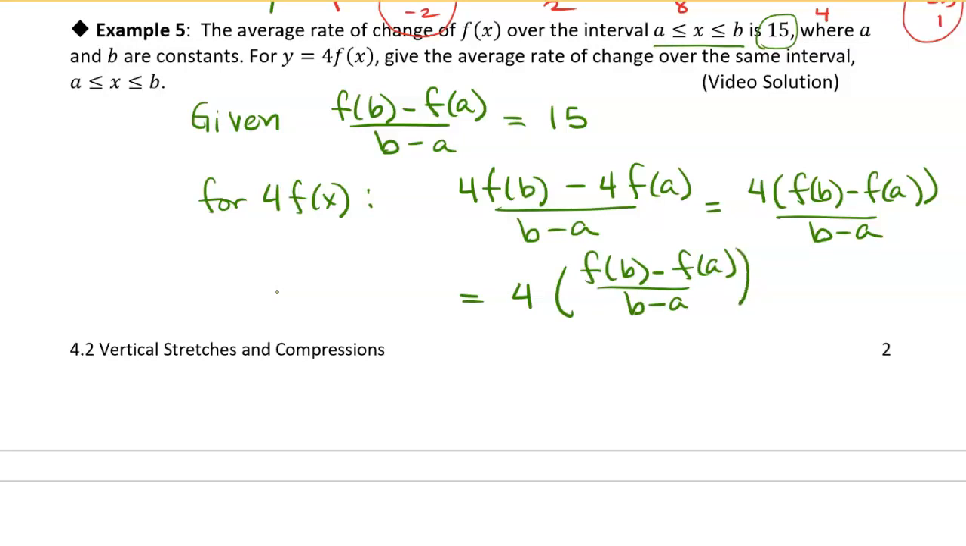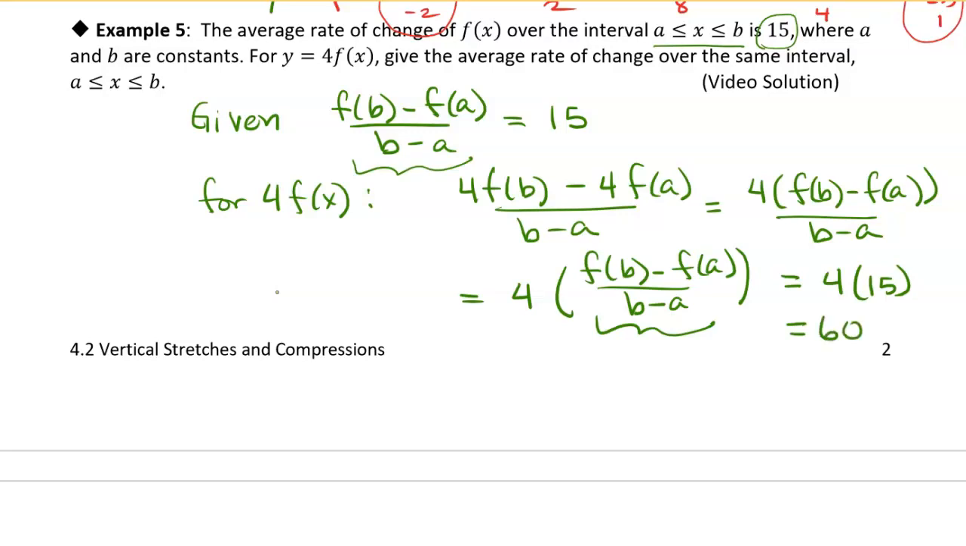And this big fraction here in parentheses is the average rate of change of the original f of x. So this is essentially 4 times 15, right? Because we know that this whole thing in parentheses is 15. So I'm just going to replace that whole thing with 15 because that is the same as this. All right, what is 4 times 15? Well, 15 plus 15 is 30, and then double it again. We're going to get 60. So it looks like the average rate of change is going to be 60.